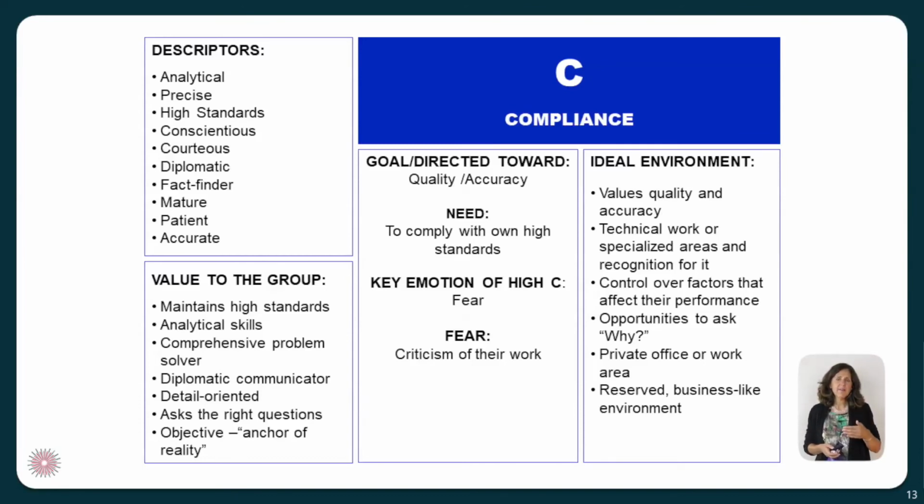So a high C is always looking out at the world, saying what can go wrong. And their intent then is to fix that thing that could go wrong before it happens. So they're very proactive in looking for problems that can be solved so that there aren't problems. And the fear that they have is criticism of their work. As you can see, everything about a C is accuracy and standards of performance, high quality.